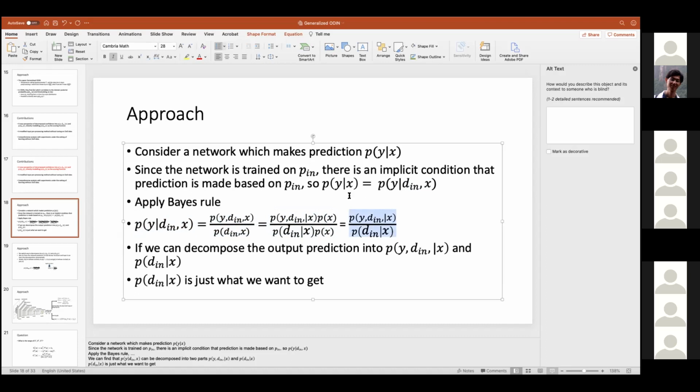So in this way, we decompose the output prediction into these two parts. And note that this conditional probability is just what we want to get. So we just need to change the formula, right?